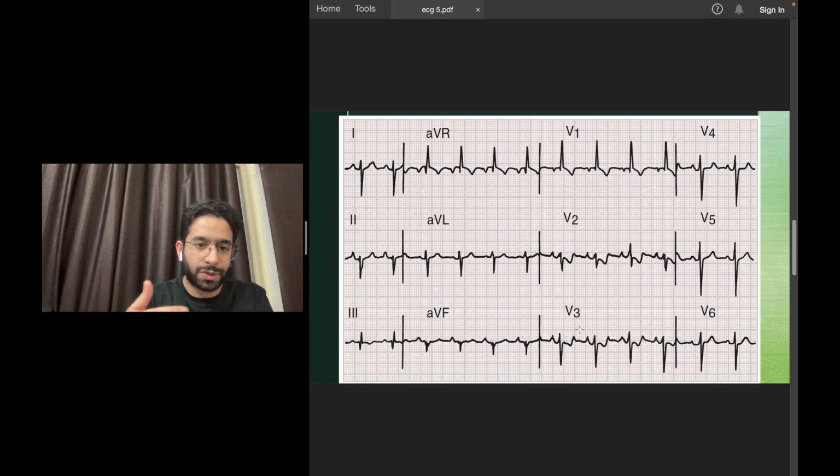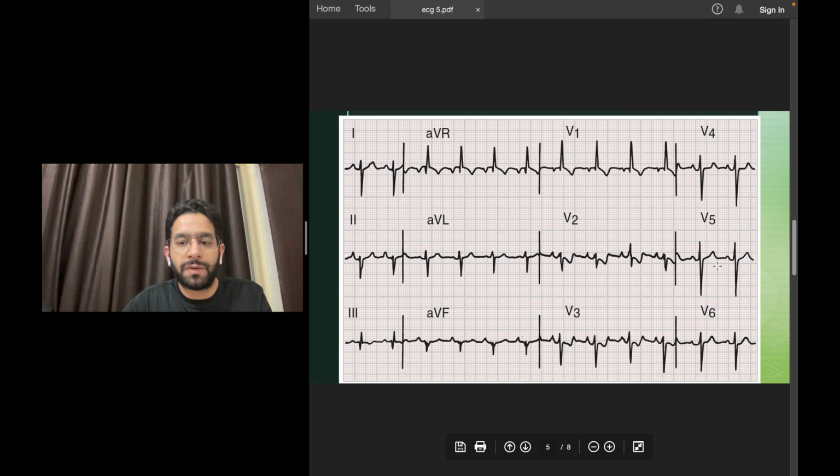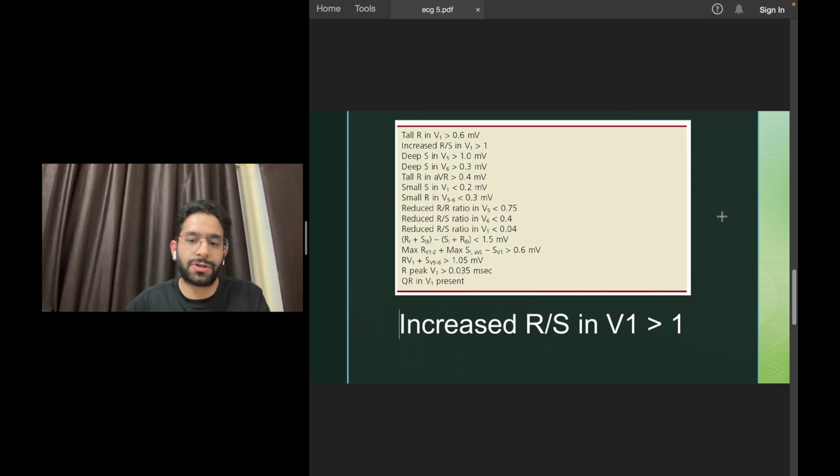This is sometimes what is called RV strain pattern or secondary repolarization abnormalities. You may see such secondary repolarization abnormalities of ST depression, T wave inversion in V1, maybe V2 or V3 in case of RVH, or you might see these abnormalities in leads V5, V6, V4 in case of LVH. These are known as secondary repolarization abnormalities or strain pattern.